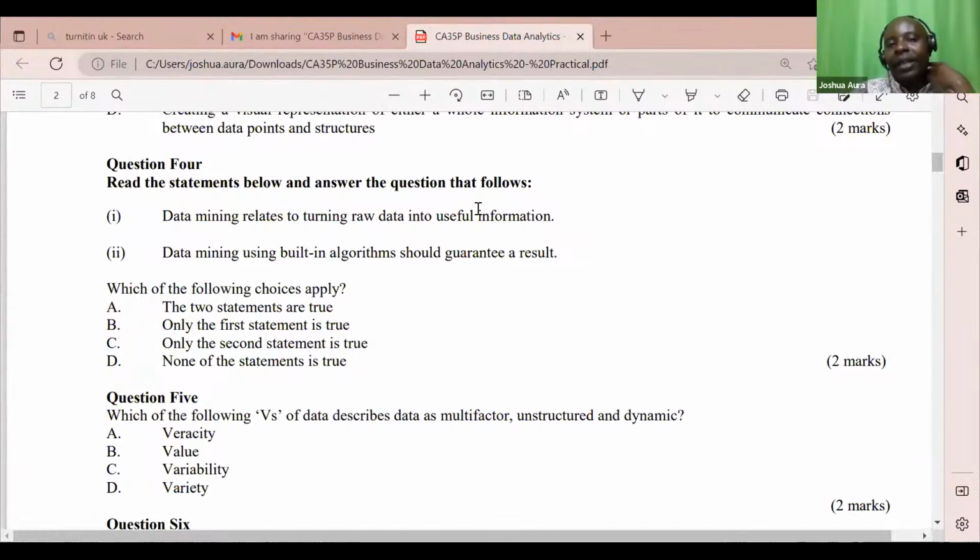Now, ladies and gentlemen, in data mining, so long as you've got a model, you shall be guaranteed of some result. It doesn't matter whether the result is wrong. But when you have a model like an Excel model, if I say 3 times 4, it will give me an answer. Whether the answer is wrong or not is a different thing. When you are doing data mining, for example, using the CRISP model, which is well built into this computer, I will be guaranteed of some result. So the two are correct. The correct answer here is A.